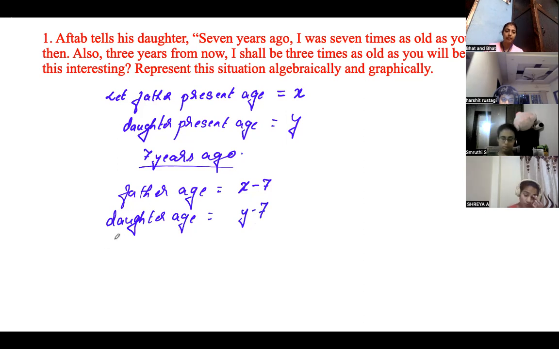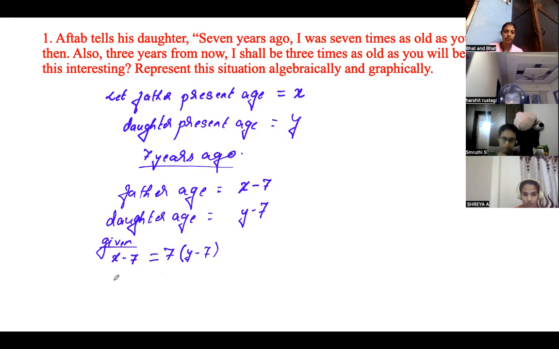Yes. And they have given a condition. So what is the given condition? 7 years ago, I was 7 times as old as you were. Okay. So who is I? That is X minus 7. 7 years ago, I was, that is Aftab was 7 times as old as the daughter, correct? So 7 into Y minus 7. Understood this?